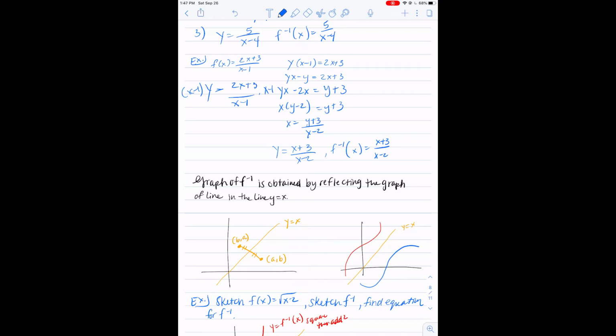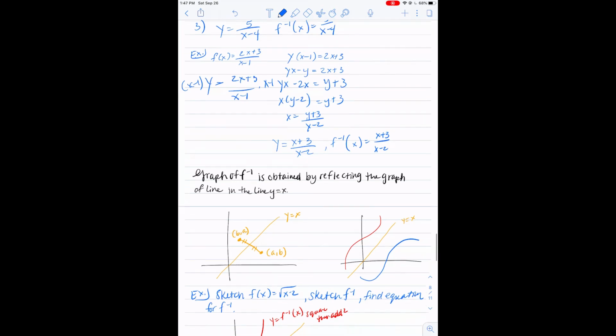And then now I'm going to factor my x out. So I have x(y - 2) equals y + 3. And then divide by y - 2. So I have x equals (y + 3) over (y - 2). Now I can interchange my x's and y's. So I have y equals (x + 3) over (x - 2). Therefore, my inverse of f(x) is (x + 3) over (x - 2).